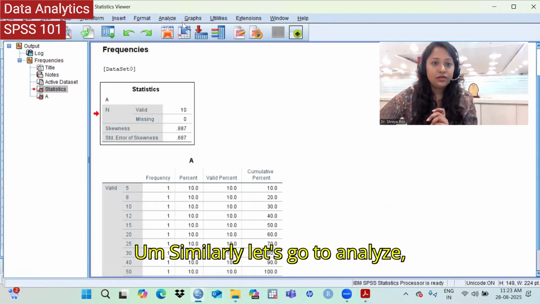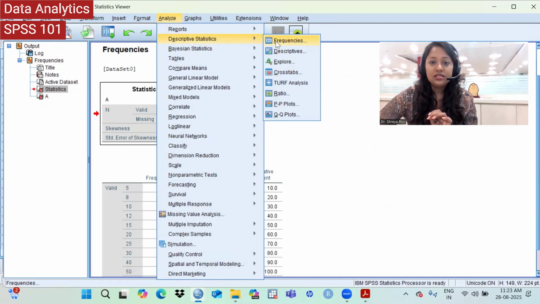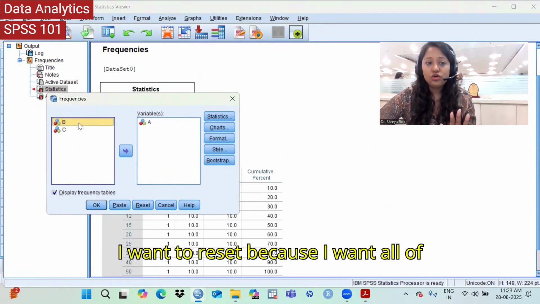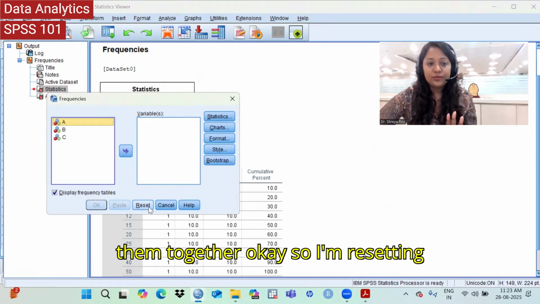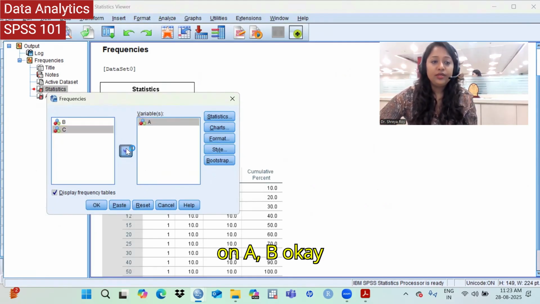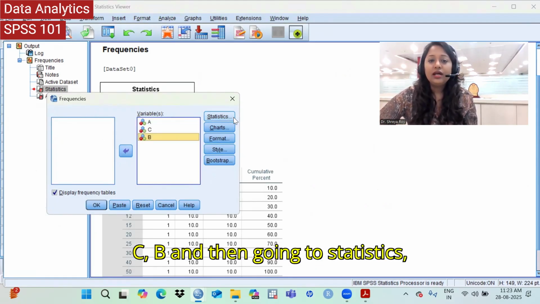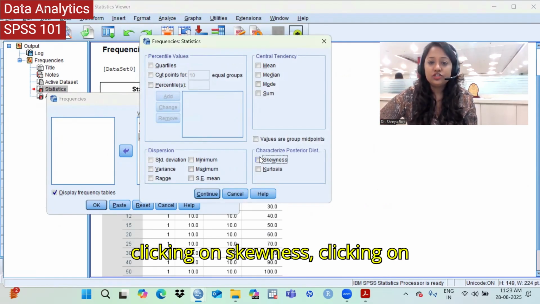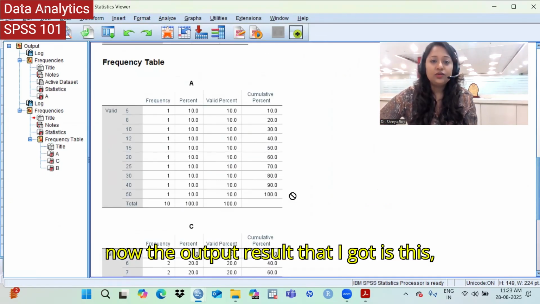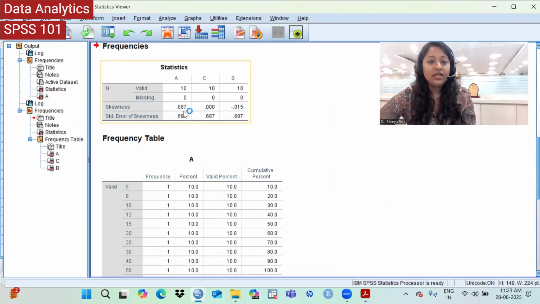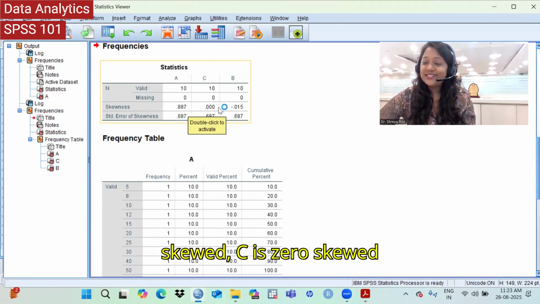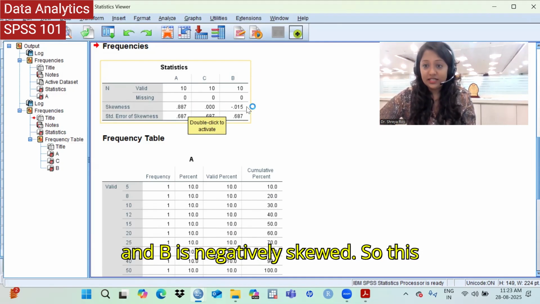Now, similarly, let's go to Analyze, Descriptive Statistics, Frequencies. Now, I want to reset because I want all of them together, okay? So I'm resetting, bringing it back to normal, then clicking on A, B, C, and then going to Statistics, clicking on Skewness, clicking on Continue, clicking on OK. Now, the output result that I got is this, in which we see A is positively skewed, C is zero skewed, and B is negatively skewed.